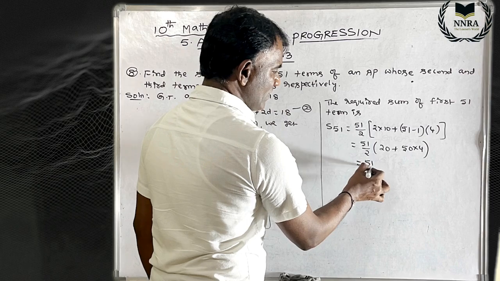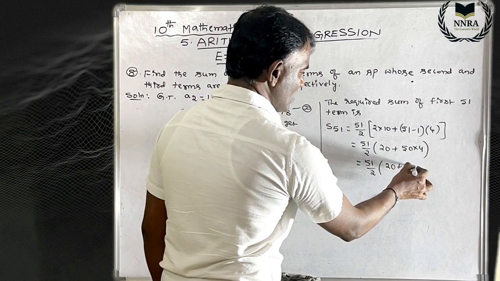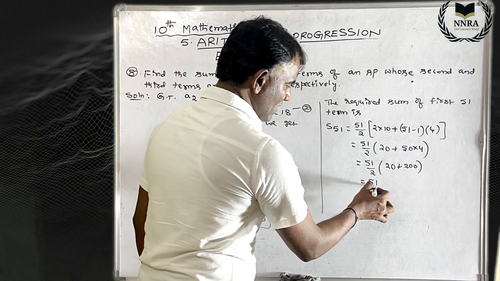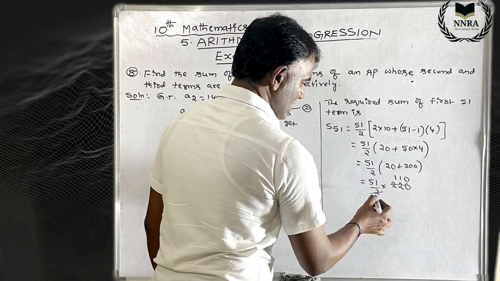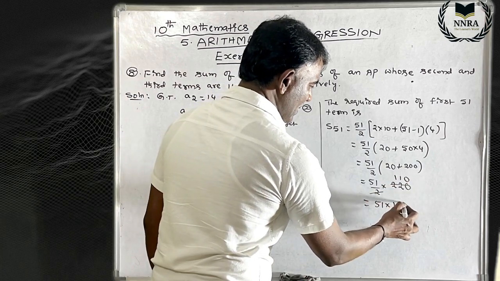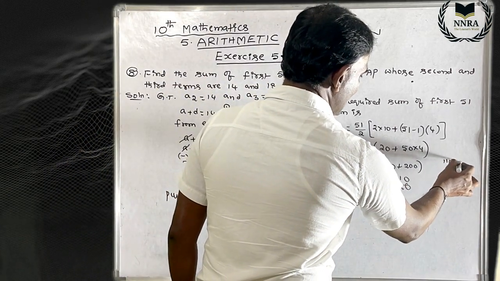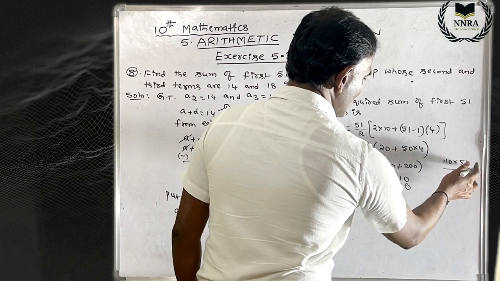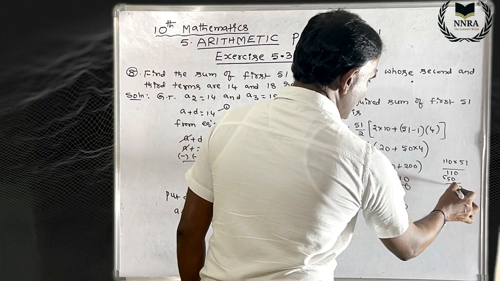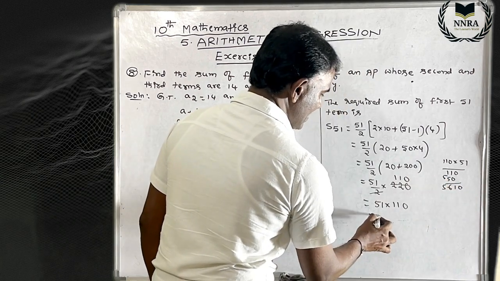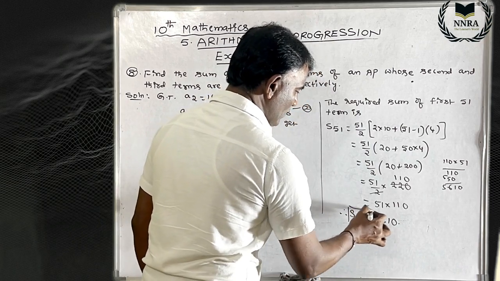Clear? So 51 by 2. So 20, 4 5 is 20 means it is 200. Then 51 by 2 into 220. Then 110. So 51 into 110. Then how much is it? So I am writing here 110 into 51. 0, 1, 1, 0, 5, again 5, right? 0, 1, 6, 5. Then the answer is 5610. So this is the value of S51.